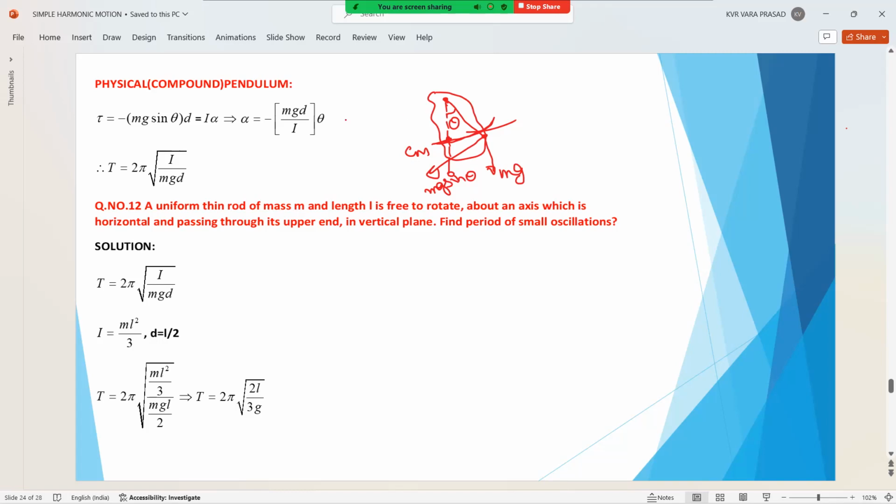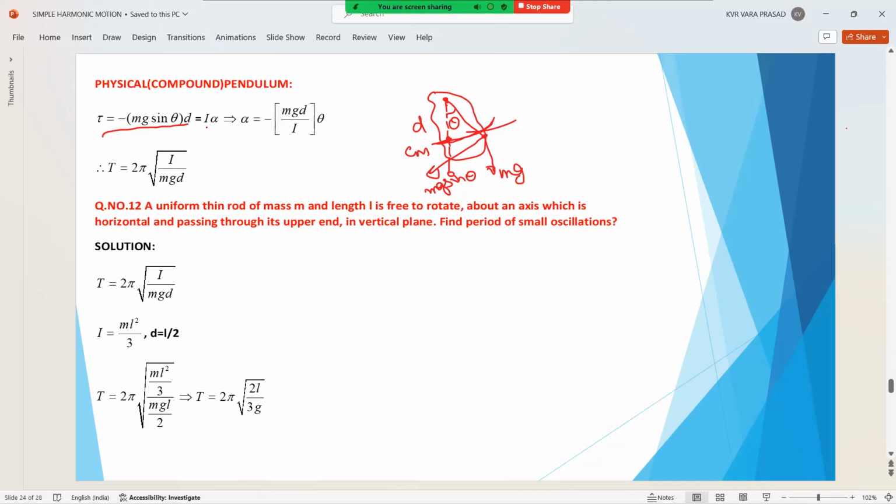So we are taking torque about the point of suspension. Torque about this point will be mg sin theta into the separation between the point of suspension and center of mass. Let us take it as d. So the torque is mg sin theta into d. And this is the net torque, that is equal to I into alpha.